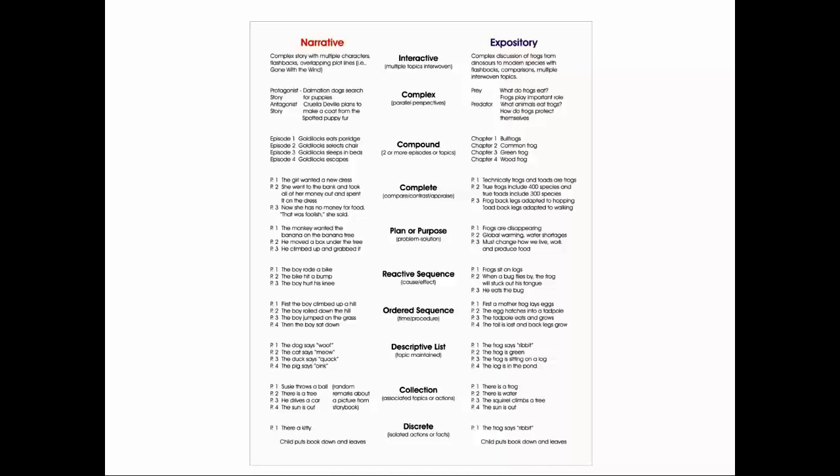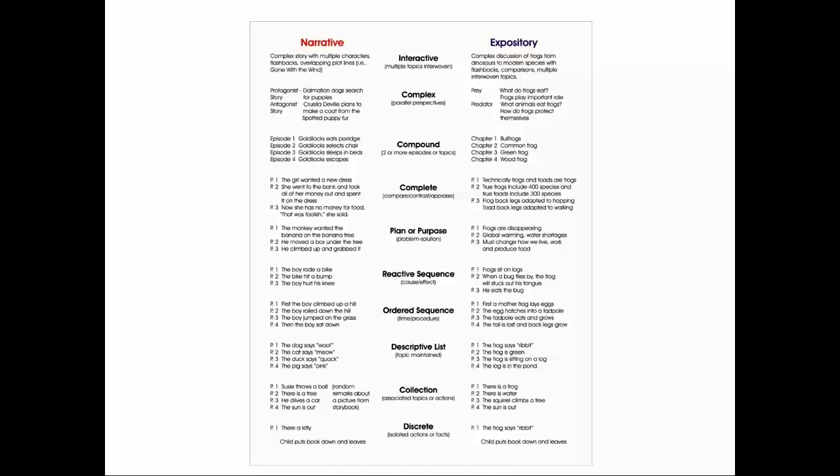Up in the complete structure, where we have compare and contrast, the girl wanted a new dress. She went to the bank and took all of her money out and spent it on the dress. Now she has no money for food. That was foolish, she said. So we basically have a comparison of what she had before versus afterwards and her appraisal of it.